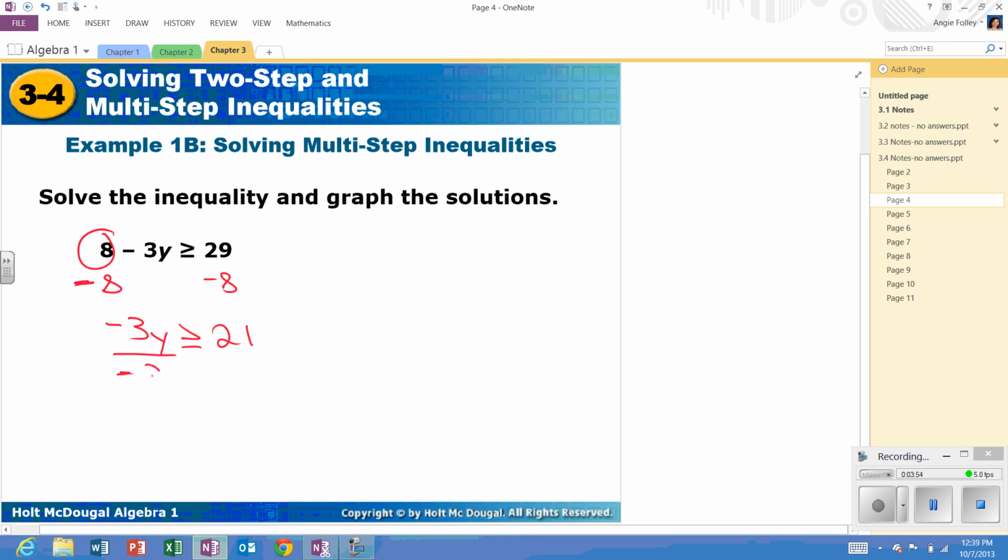Now we're going to divide by a negative 3. So since we are dividing, we do need to flip the sign. 21 divided by negative 3 becomes negative 7. So now let's graph that. I'm going to do a closed circle at negative 7 since it's y is less than or equal to. So if y is less than or equal to, that means it's everything to the left. Okay?